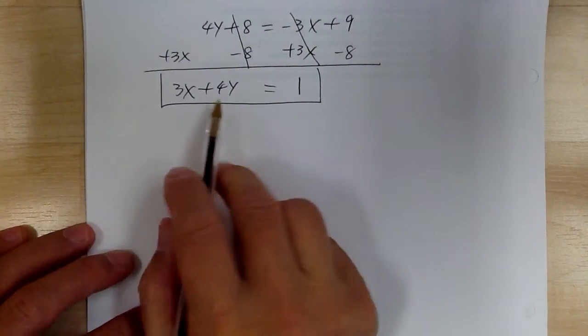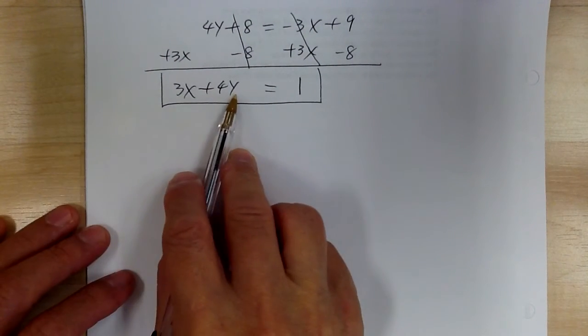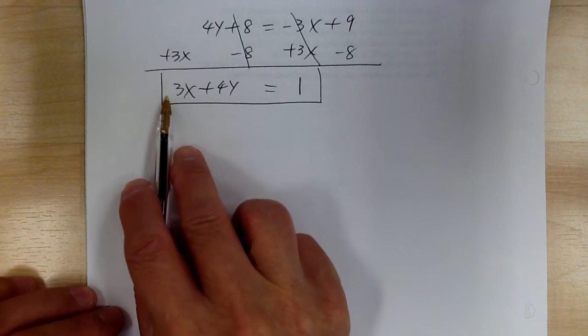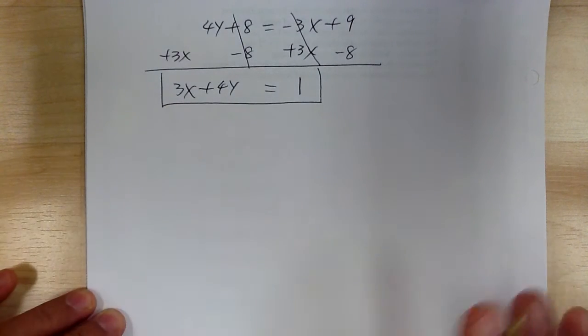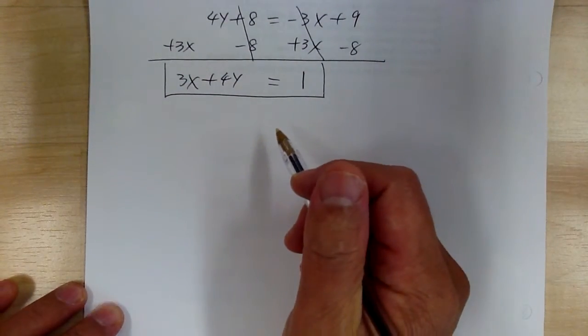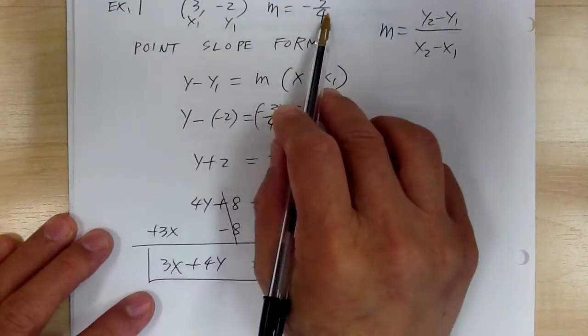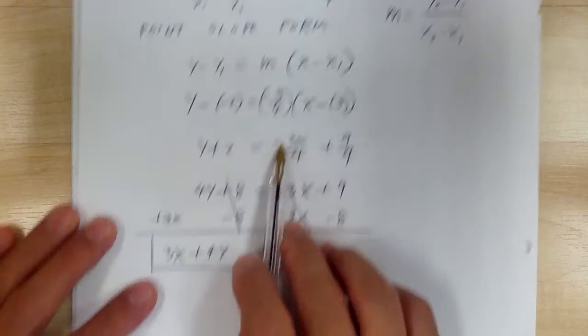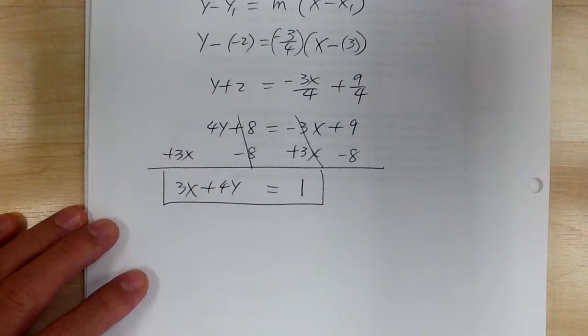Again, in standard form, x comes first before the y. You cannot have a decimal, you cannot have a fraction, and you cannot begin with a negative. All of these are quick review from your Algebra 1. Again, you have a point and a slope, so you start with point-slope form, substitute all the numbers, work it out, move things around, and you get standard form.